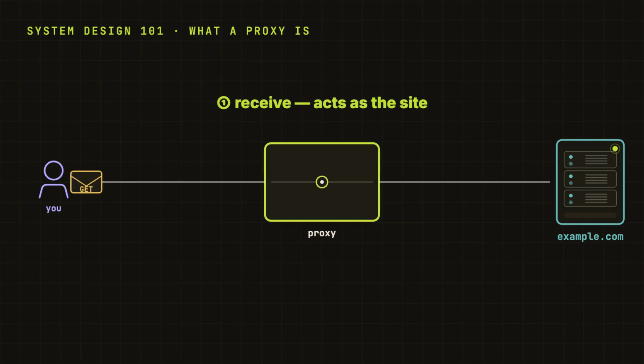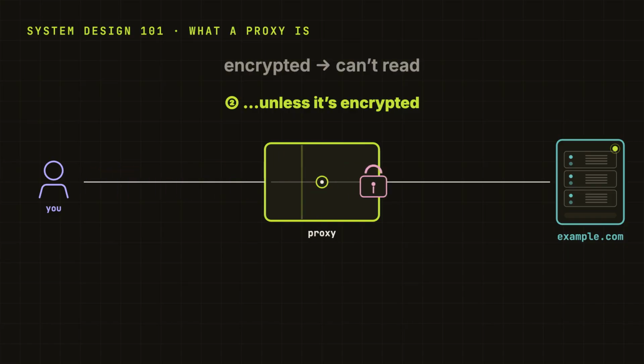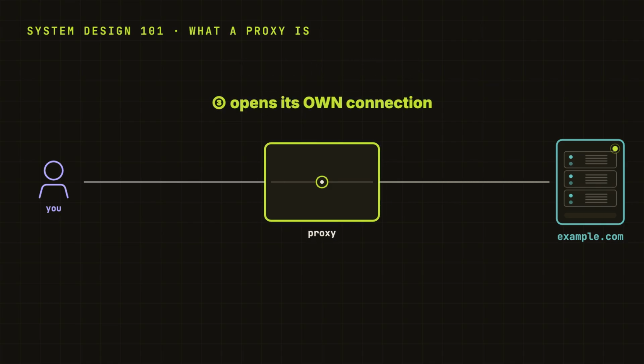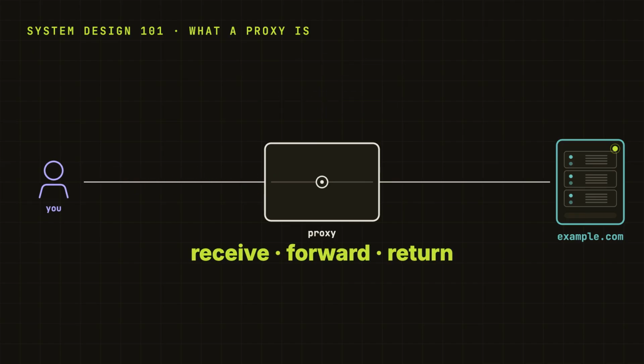And concretely, that middleman does about five little things. 1. It receives your request as if it were the destination itself. 2. It can look at it, maybe cache it, log it, change it a little, at least when it can actually read the request. Encrypted traffic, it might just pass right through. 3. And this is the key part. It opens its own connection onward to the real server on your behalf. 4. It gets the response back. 5. It relays that response back to you. Receive, forward, return. That is the whole thing. Everything else in this video is just this same middleman put somewhere specific, given a specific job.